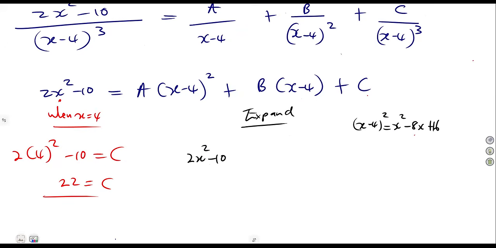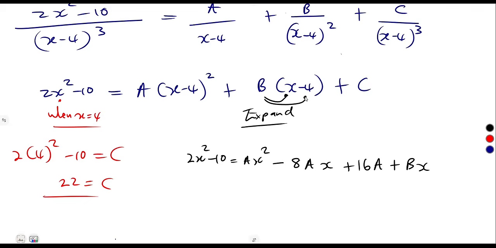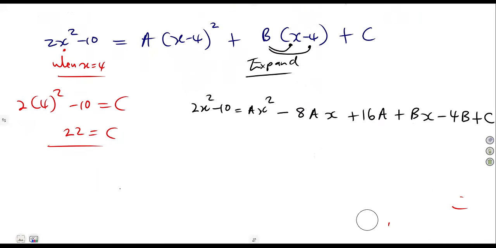Then you multiply by what? By a, because there is an a outside. So a times x squared, that's ax squared. A times negative 8x, that's negative 8ax. A times 16, that's positive 16a. All right, so we have done multiplying by a. Then after that, we move on to b. Multiply by b here. That's going to be bx. b times negative 4, that's negative 4b, plus c.